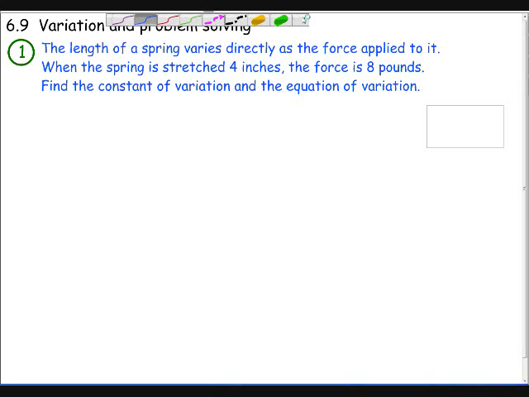Here's a really good example. The length of a spring. All right, so we've got a spring, and it's got some weight on the end of it. And we're going to think of this as the force.